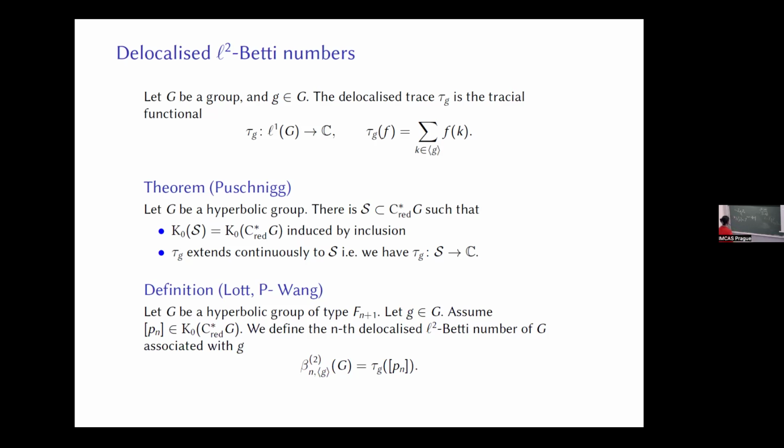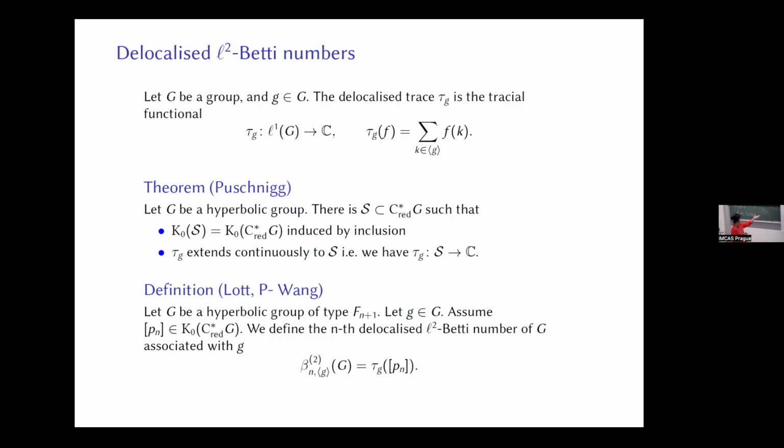Then the nth degree delocalized L²-Betti number would be just a trace pairing between these delocalized traces associated with G and the K-theory class of Pn. So what we had before was that the L²-Betti number of G in degree n was just the trace pairing between the canonical trace and the degree n higher Kazhdan projection. And what we can do now is the delocalized version of this.